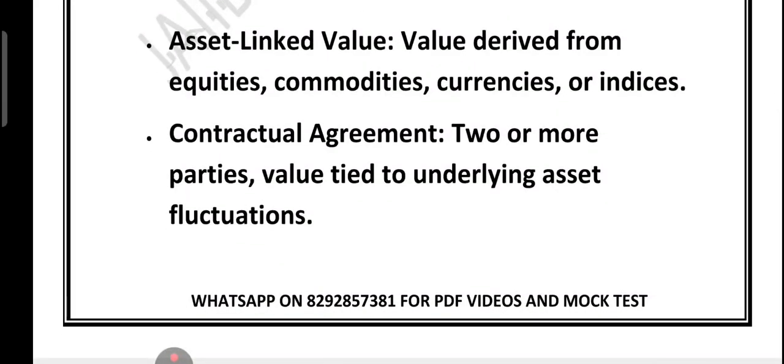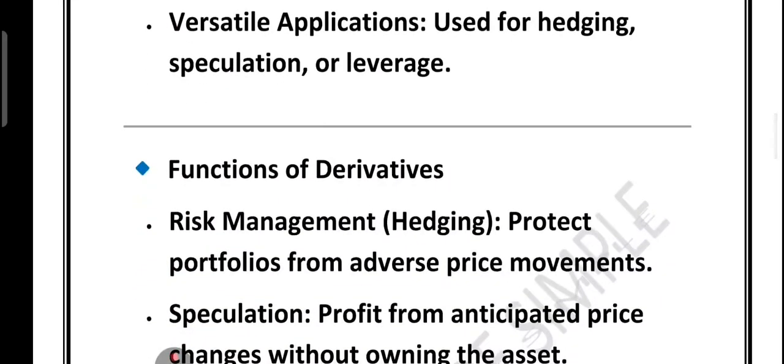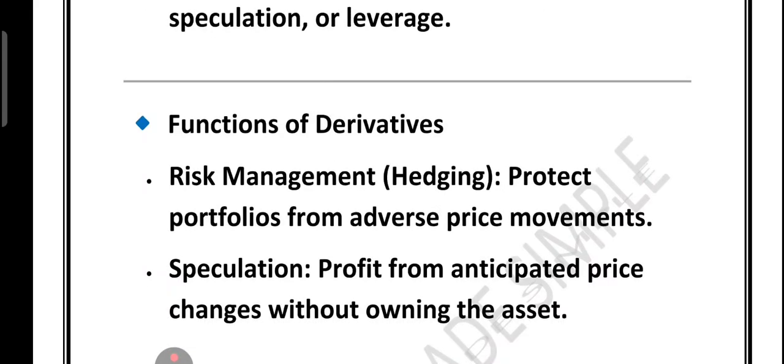They are financial contracts whose value comes from something else: a stock, commodities, currencies. The best part is that they are quite versatile. You can use derivatives to protect your investment. That's called hedging. You can use derivatives to bet on price movement. That's called speculation. Or you can leverage your money for higher potential return. So in short, derivatives are financial tools that link value to the underlying asset.